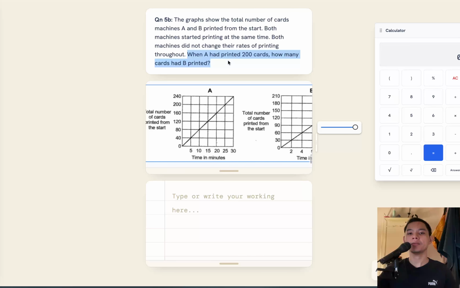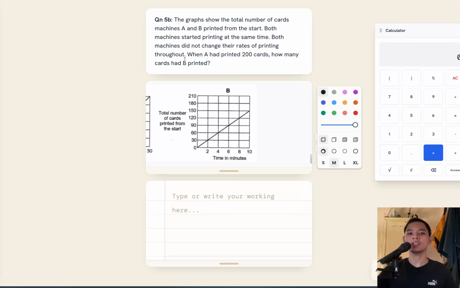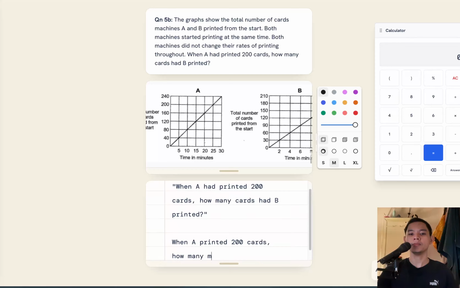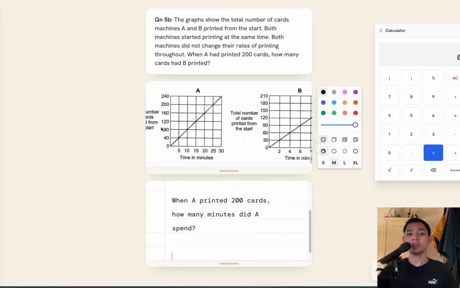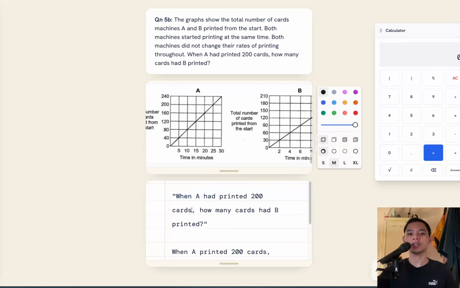When A had printed 200 cards, how many cards had B printed? Essentially, you need to break down what this question is trying to say. When A printed 200 cards, how many minutes did A spend? Earlier, we know that 5 minutes is 40 cards, so we can reverse.